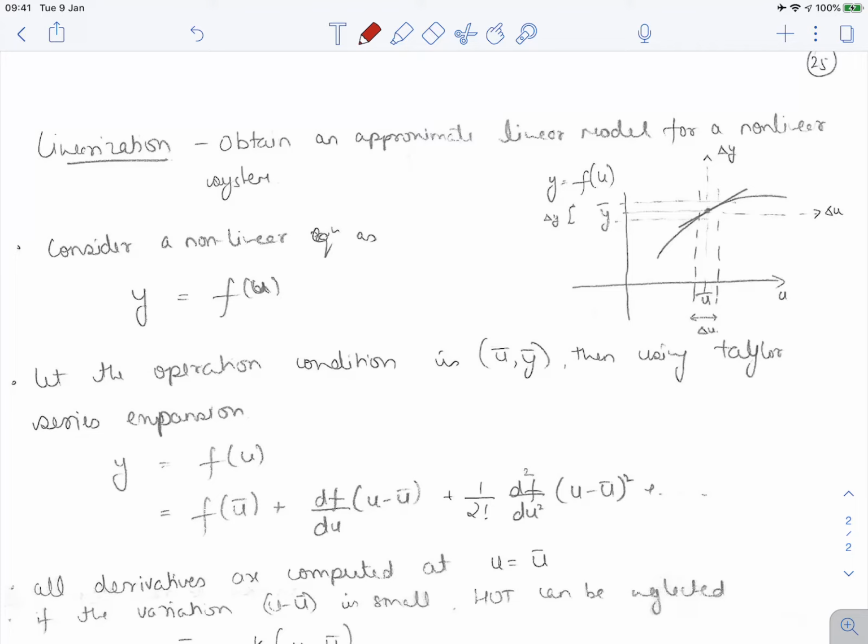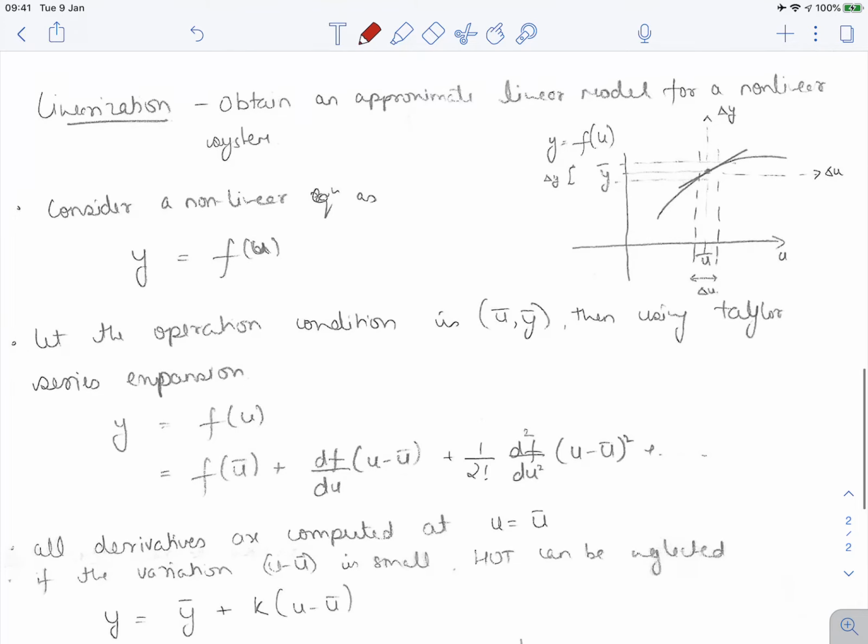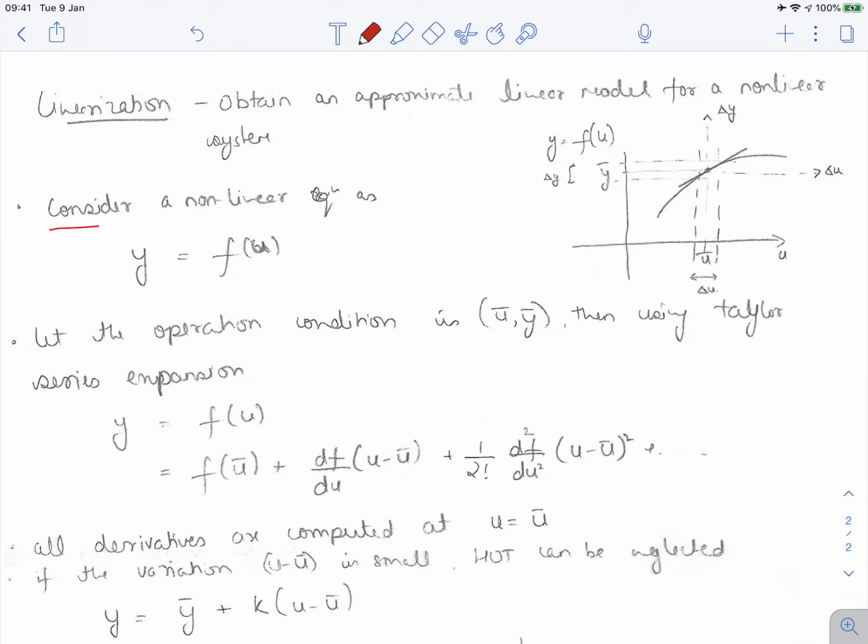So this is the idea. Let's say, consider a nonlinear equation. This equation can be represented, in general, as y is equal to f of u, where y is your output and u is your input, and this f is some nonlinear function. For an example, you could see this graph, where we have u on the x-axis and y on the y-axis, which is a function f of u.